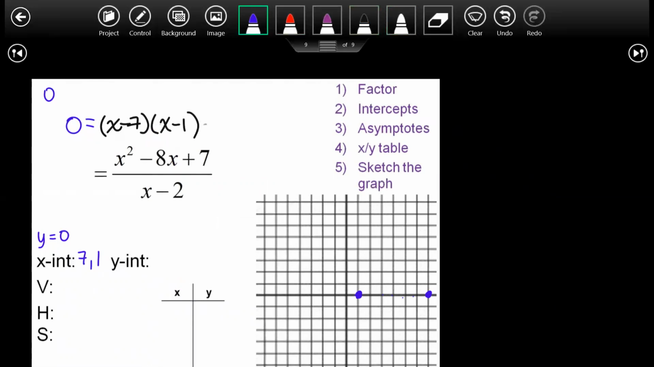Are we going to ignore the x minus 2? If you do this correctly, and we multiply both sides by x minus 2, x minus 2 times 0 just goes away. So whenever you're looking for the y-intercept, in most cases the bottom denominator will automatically get rid of it. The next one we're going to do is when x is equal to 0. If x is equal to 0, we're going to get y is equal to, I'll tell you right now, 7 over negative 2, or negative 3.5.